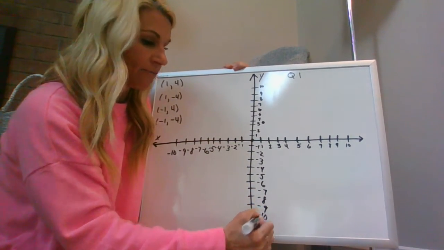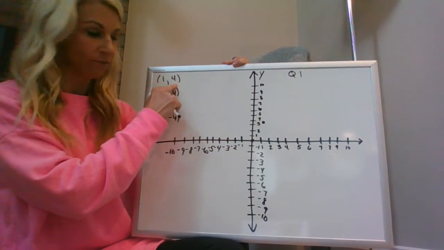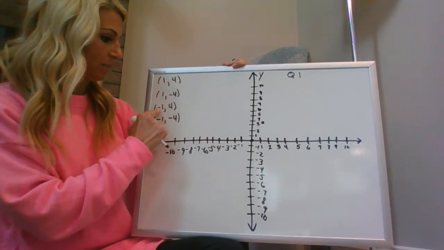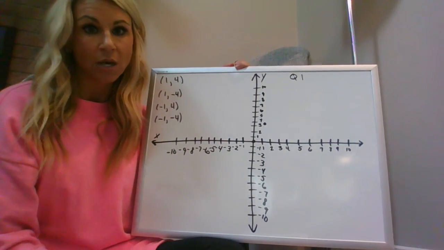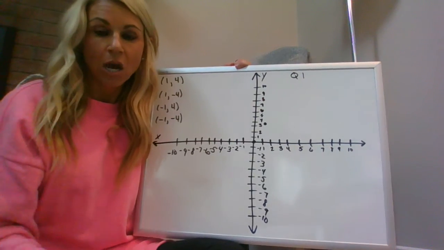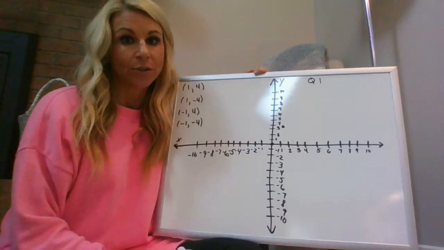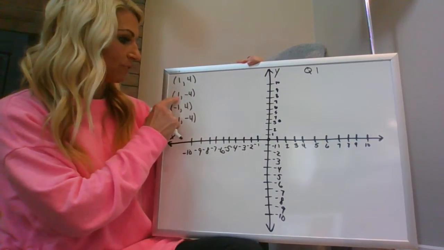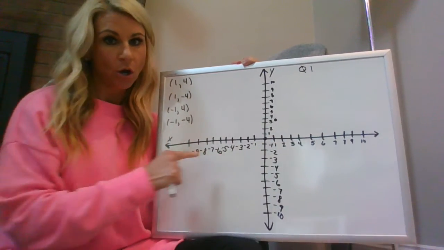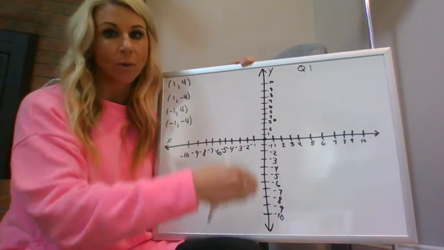What makes this kind of fun is that your ordered pairs can be positive, positive; positive, negative; negative, positive; or negative, negative. We're going to go over how to plot each type. You're always going to start with the x-axis, no matter if the coordinates are positive or negative. The first number always goes over and back, and the second number always goes up and down.